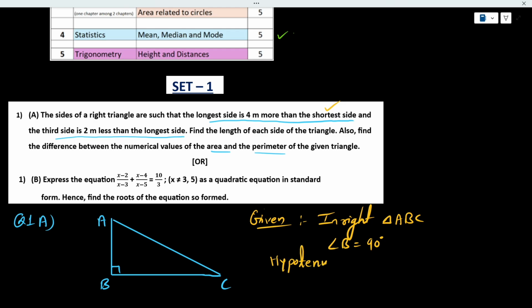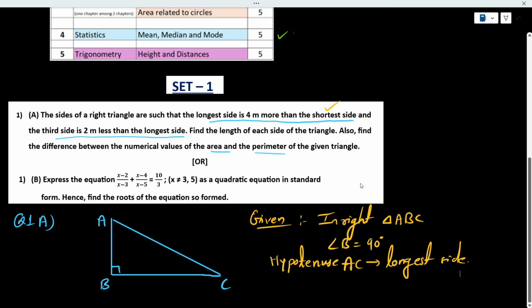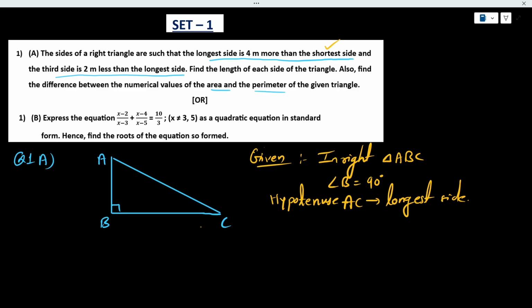Hypotenuse is going to be the longest side, which is AC, the longest side, right? Now, what is given here? What to find here? Area and perimeter of the triangle. So, write down here, to find part is area and perimeter of triangle ABC. Correct?